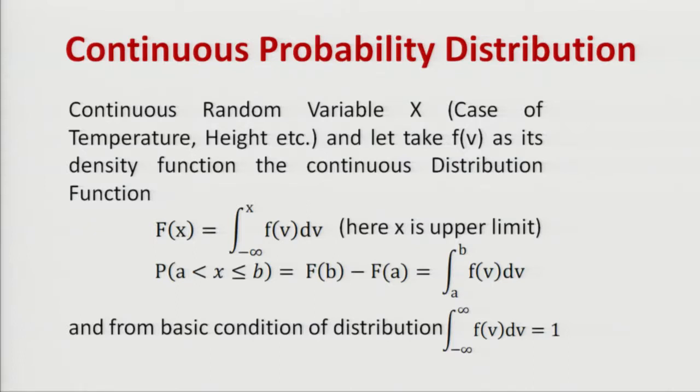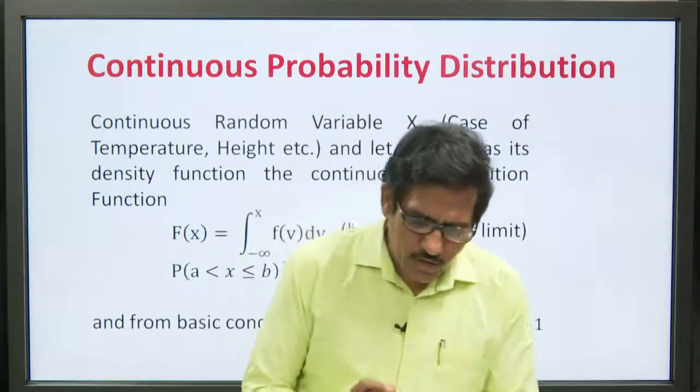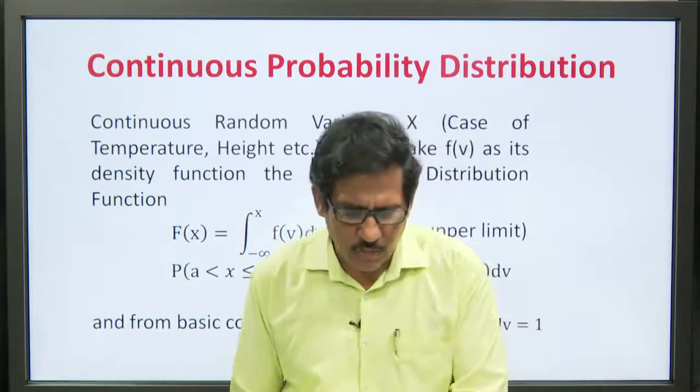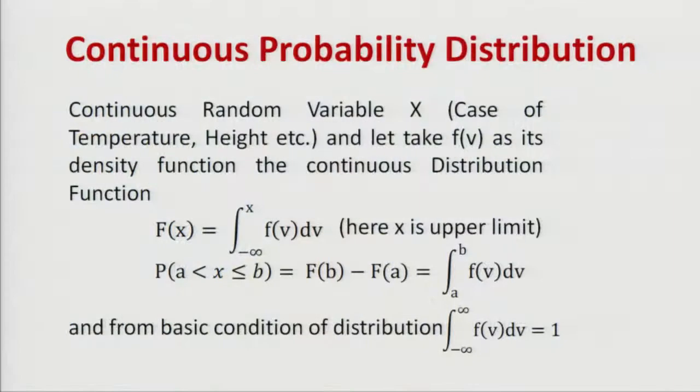Come to the second type of distribution, which is continuous probability distribution. When your random variable is continuous, then the obtained distribution is a continuous probability distribution. A continuous random variable and its density function f(v) define the continuous probability distribution function. This is the continuous distribution function.